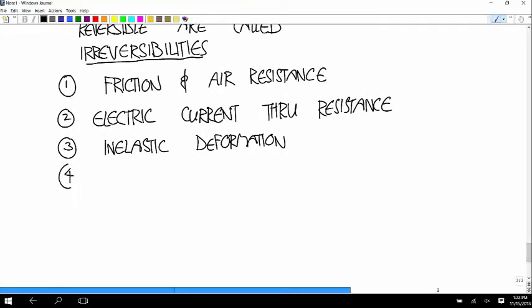Okay, so now the new ones. Number 4 is heat transfer through a finite temperature difference.